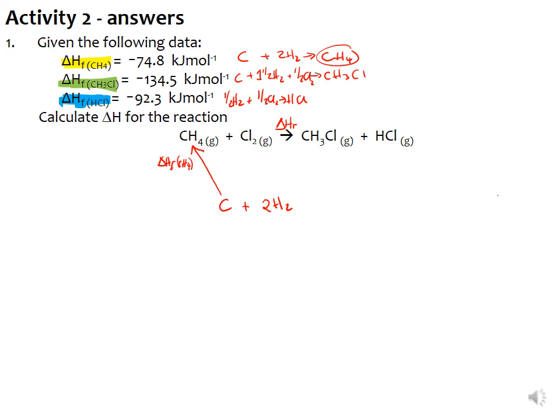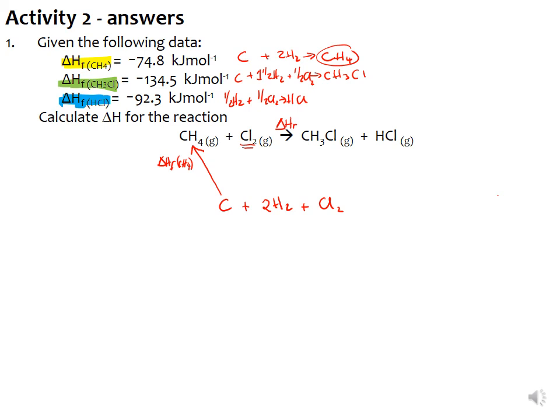Now we've also got the chlorine here, but chlorine, well, that's already an element, so that would be just the same as it is down at the bottom there. You can see we've got no value for chlorine up the top, that's not there, and that's because, as we've said before, that is 0, so we don't need to worry about putting that into our cycle anywhere.